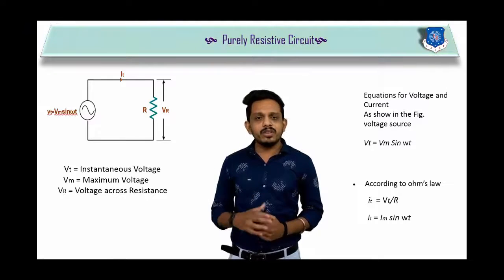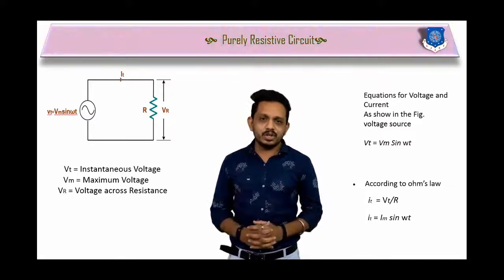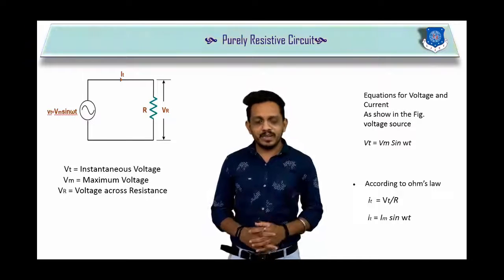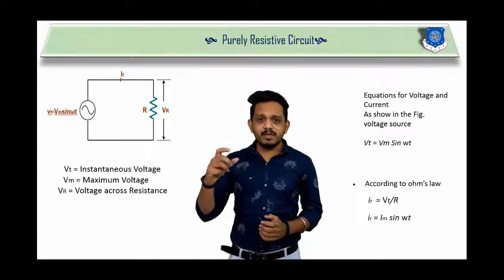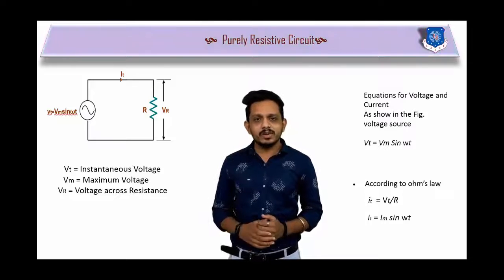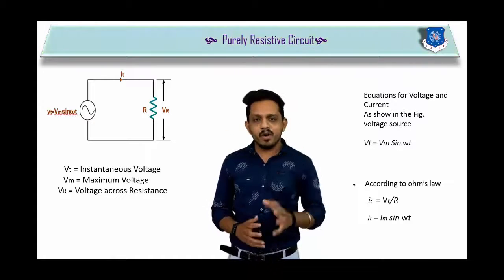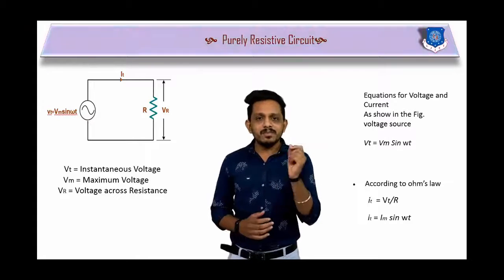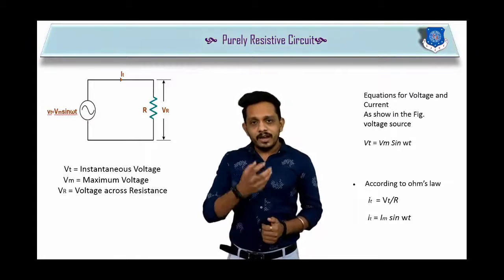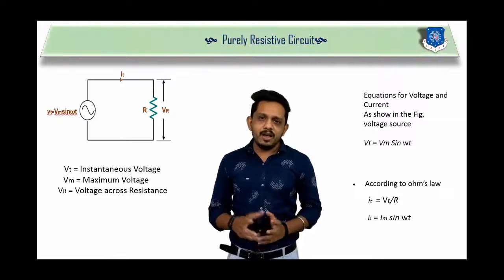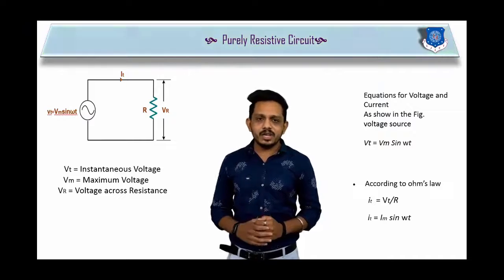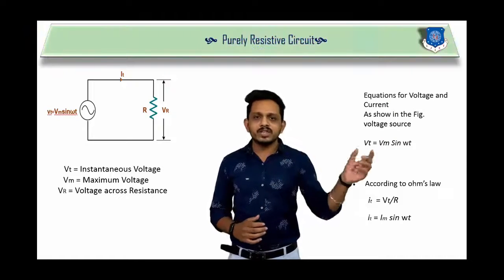So if we put the value of V in that equation, then it will be Vm sin omega t upon R. That means our instantaneous value of the current i(t) equals instantaneous voltage upon resistance, and the value of instantaneous voltage is nothing but Vm sin omega t upon R. If we take Vm upon R, which is constant, common from this equation, then the equation will be i(t) equals Vm upon R into sin omega t.